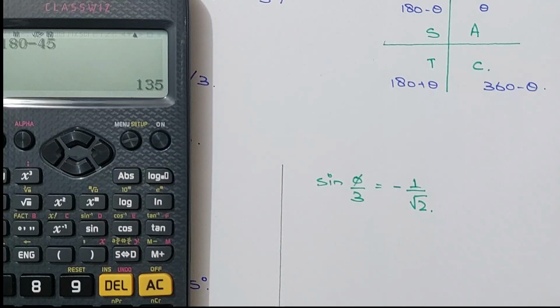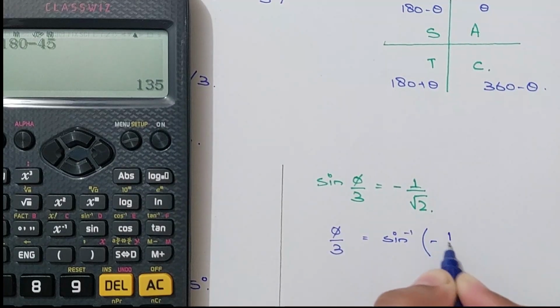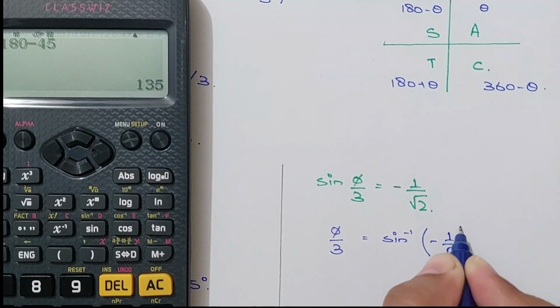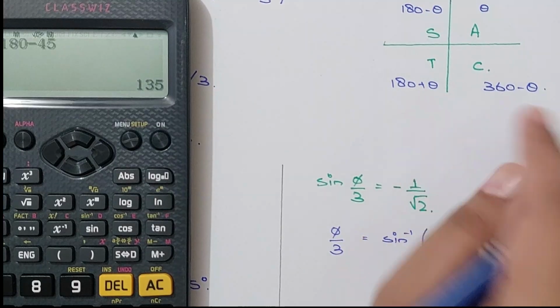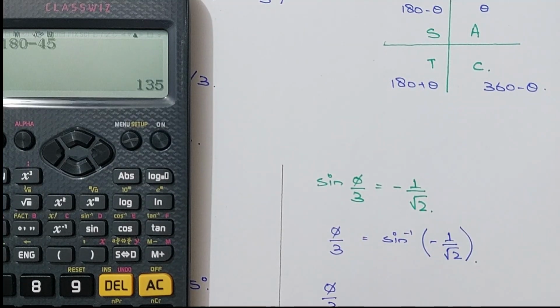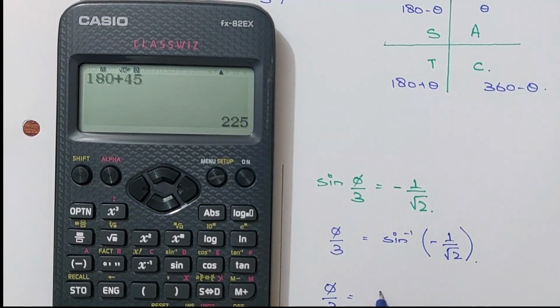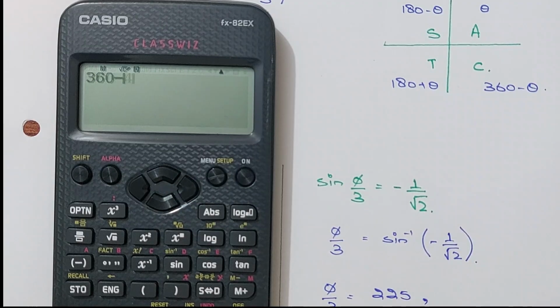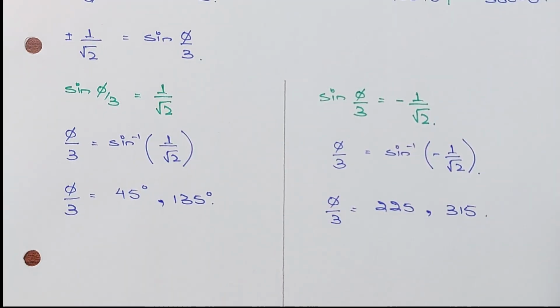Now for the next, 5 by 3 is sine inverse of negative 1 over square root of 2. Sine inverse of 1 over square root of 2 is again 45. Sine is negative in the third and fourth quadrant. So we can say 5 by 3 in the third quadrant is 180 plus 45, which is 225, and 360 minus 45, which is 315. Right.